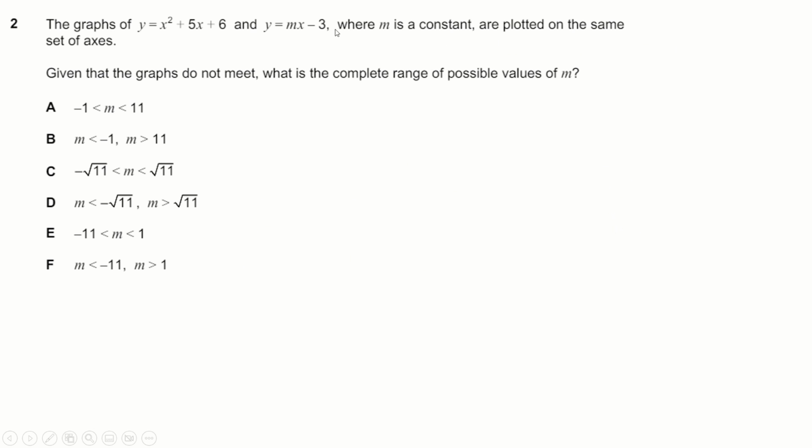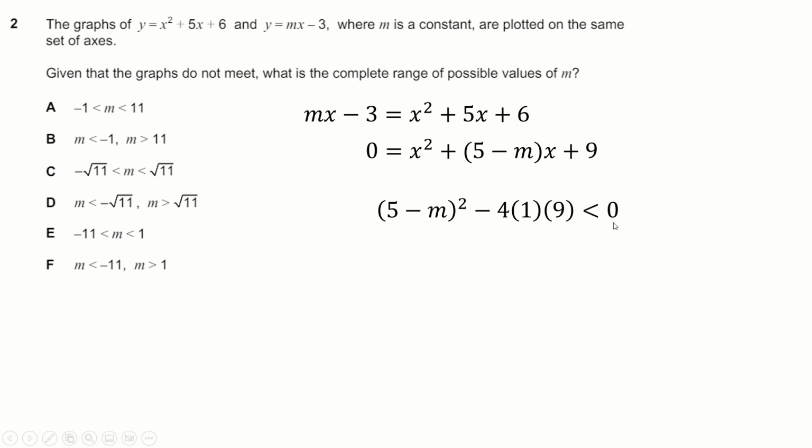The graphs this and this are plotted, and they do not meet, so the discriminant is less than 0 then. So let's just set this equal to this, and rearrange. Rearrange like this, so you can get a B from here, and A, of course, is 1, and C is 9, so B squared minus 4AC needs to be less than 0.